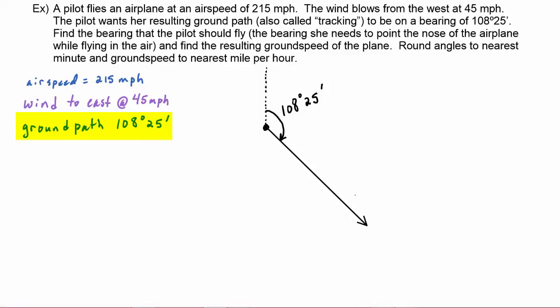Now this is not the direction that she points the nose of the plane. This is the resulting ground path that she travels once she points the nose of the plane in a direction and then the wind pushes her. This is going to be the resultant in our diagram. So let's mark this vector R for resultant, which is the ground path.